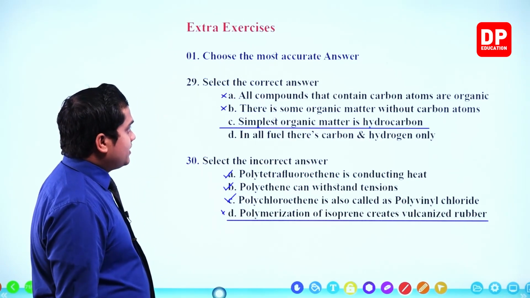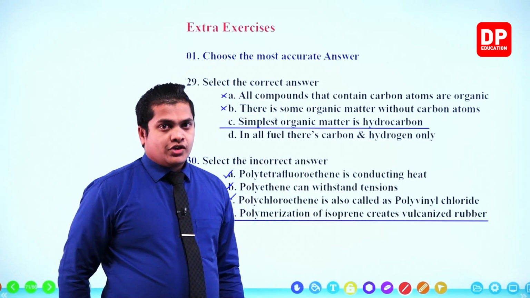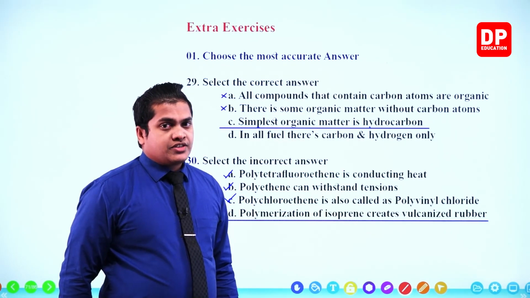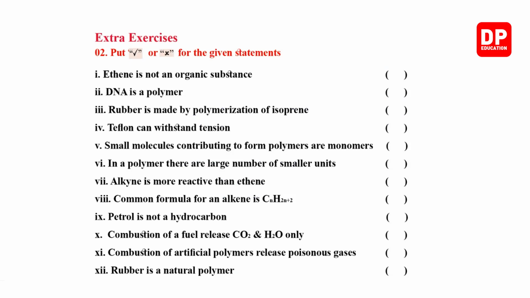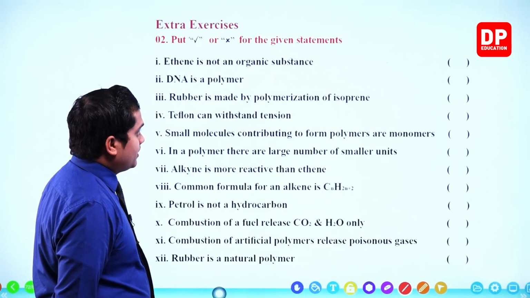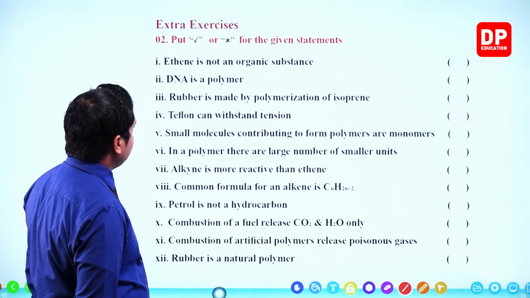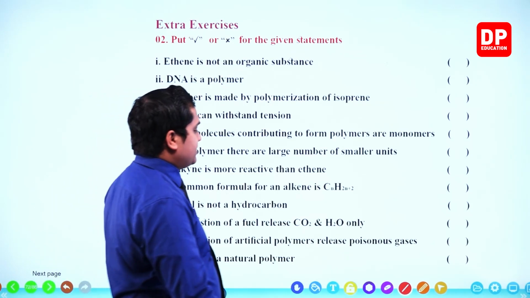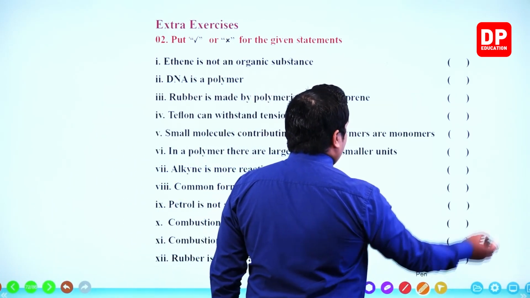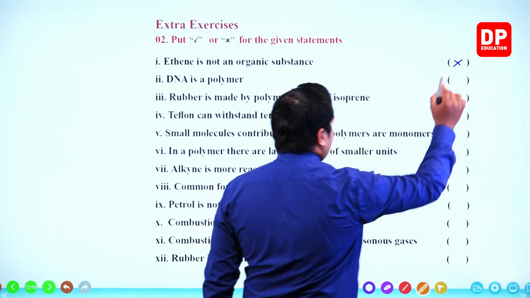So we have answered 30 MCQ questions, my dear children, right? So now it's time to discuss other types of questions. The second main type of question, here you have to put a tick or else a cross. First one, ethene is not an organic substance. Totally incorrect, right? Ethene is an organic substance.